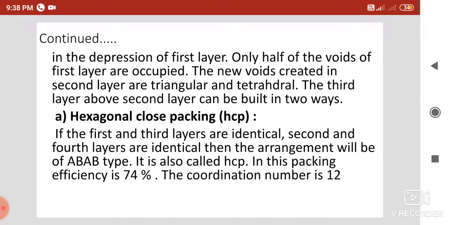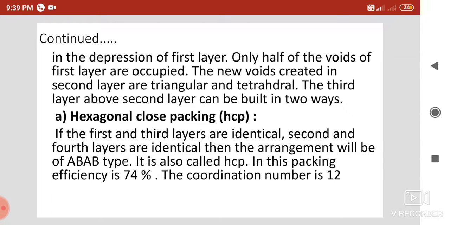Only half of the voids of the first layer are occupied. The new voids created in the second layer are triangular and tetrahedral. So here new voids are created in the second layer, and some are triangular and some are tetrahedral. The third layer above the second layer can be built in two ways. The first is hexagonal close packing, that is HCP. So when forming three-dimensional close packing from the two-dimensional ABAB type, there are two ways to build the third layer above the second layer.